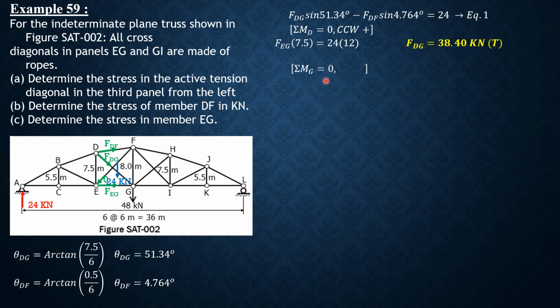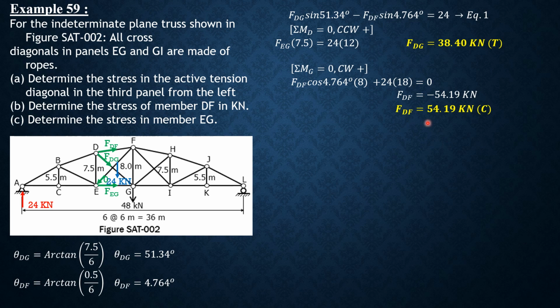So summation of moment about G equals 0, clockwise positive. Remember that FDF is moved to F, and the horizontal component produces clockwise moment, FDF cosine of 4.764 times 8, plus 24 times 18, equals 0. So solving for FDF is equal to negative 54.19 kilonewtons, or FDF is 54.19 kilonewtons compression.